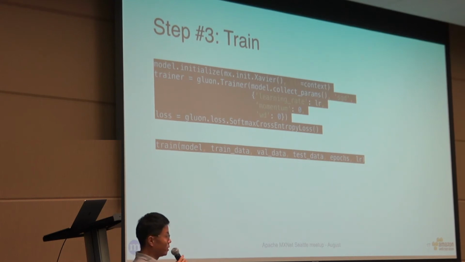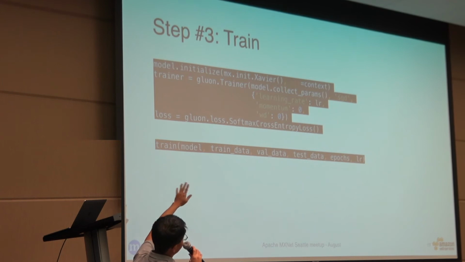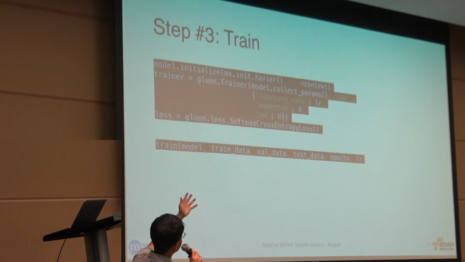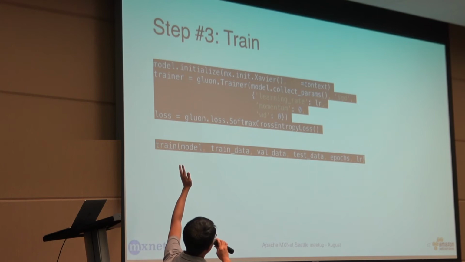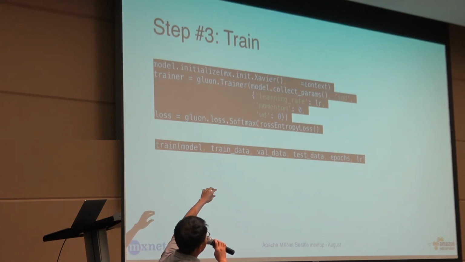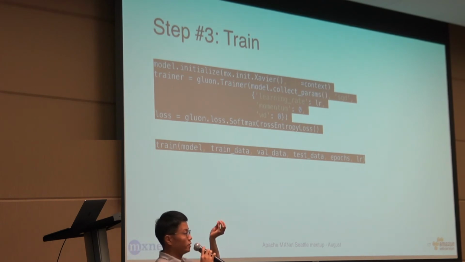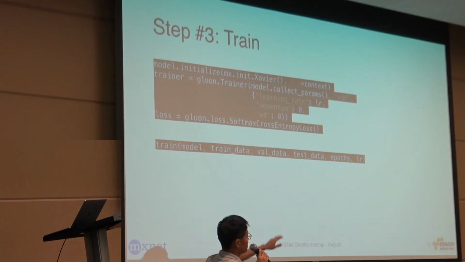So how we can train this model is basically we just initialize the parameters using either uniform or Xavier, any parameters, but uniform or Xavier is okay. So just initialize the parameters and then use them to initialize the trainer. The trainer is basically the optimizer. So we are using SGD as the optimizer.